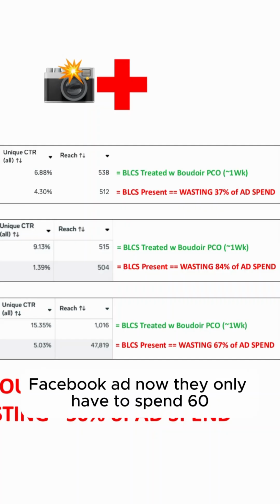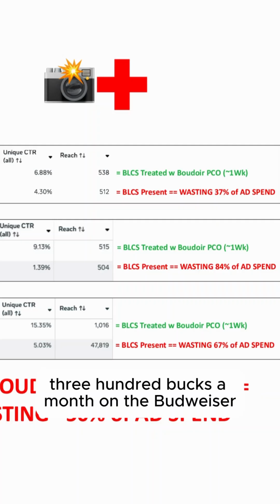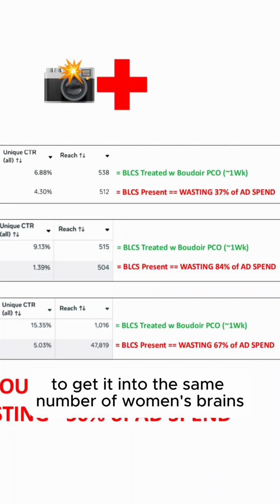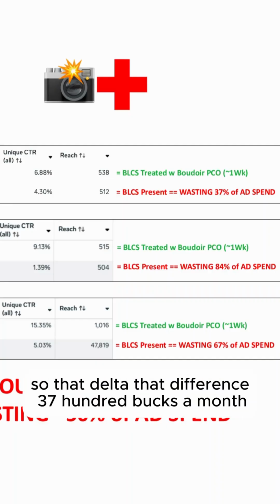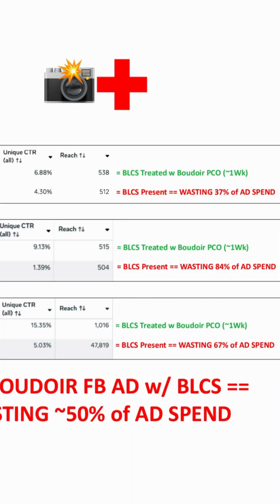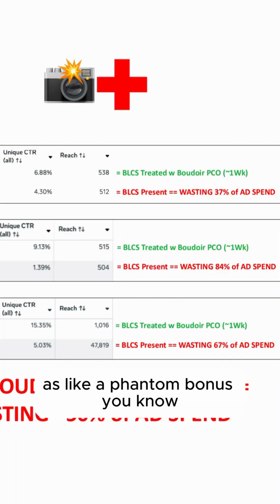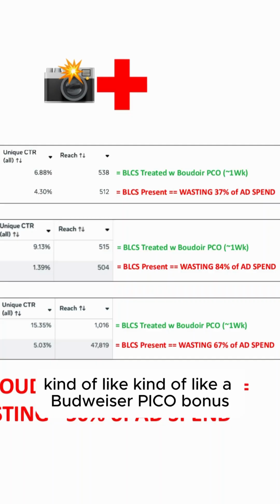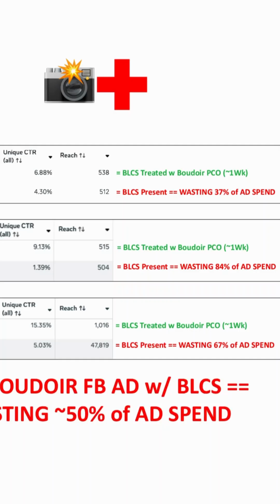Now they only have to spend $6,300 a month on the Boudoir Pico treated ad to get it into the same number of women's brains. So that delta, that difference, $3,700 a month, they can just pocket as a phantom bonus. They no longer have to spend on ads anymore, kind of like a Boudoir Pico bonus.